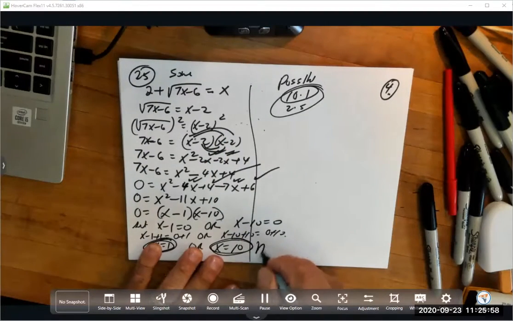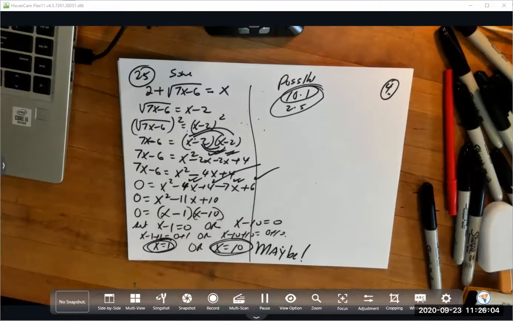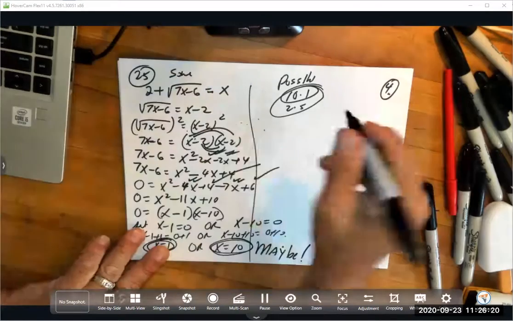And I'm going to write this word here: maybe. I bet you one is good and one is bad. What do you think? One good answer, one bad answer. So how do I find out which is the good answer and bad answer? You check. So I go back to the original numbers. Always go back to the original stuff. This is the original stuff right here.